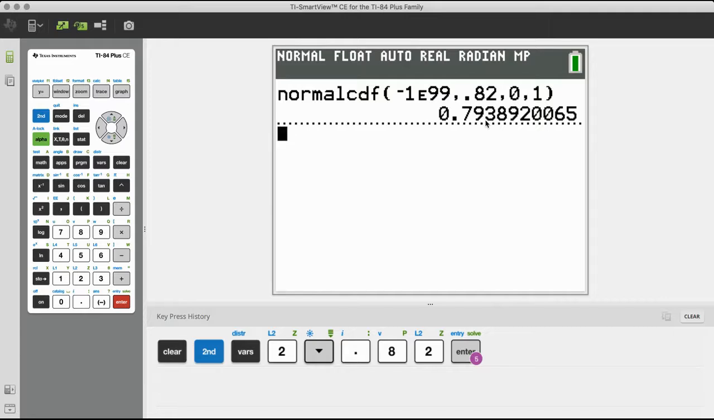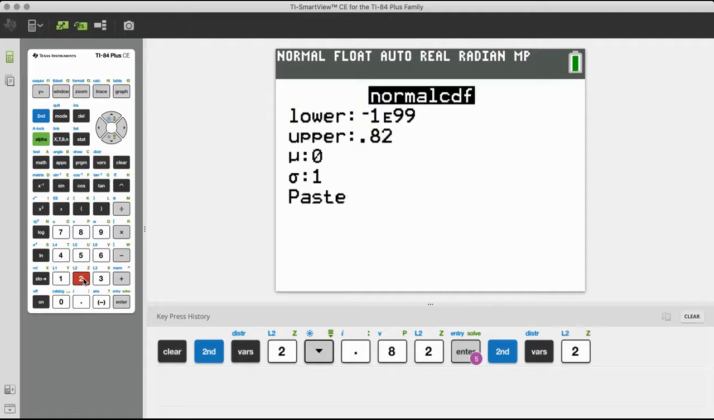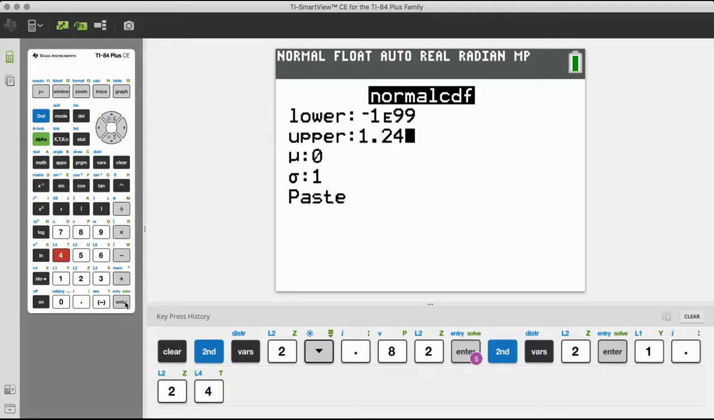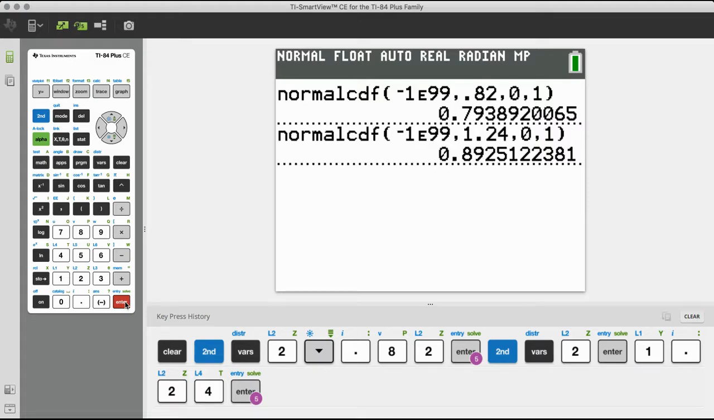Okay, so I'm now on B, which is going to be approached the exact same way. So second VARS 2, the lower limit is a very large negative number. The upper is at 1.24. Okay, and then the other values are not changing. So I can repeatedly hit enter until it gives me the answer that I'm looking for of 0.8925.